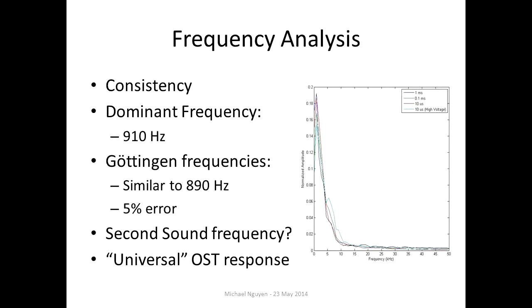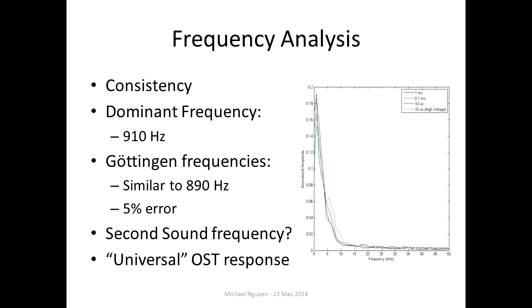So now we're going to look at the frequency response, where we conduct the same time result fast Fourier transform. However, here we see that across the different pulse lengths of 1 millisecond, 100 microseconds, and 10 microseconds, the curves closely resemble one another, and we can see that the dominant frequency is distinctively around 910 Hertz. Now, the question is, where does this frequency come from? So again, we can conclude that it's not because of the OST circuits, since those frequencies are attenuated by the preamplifier.